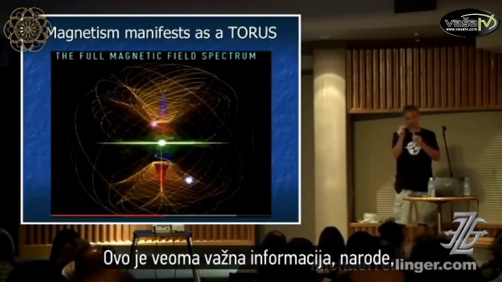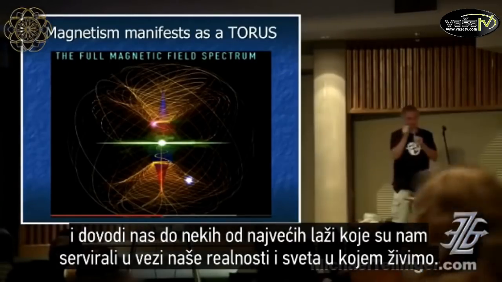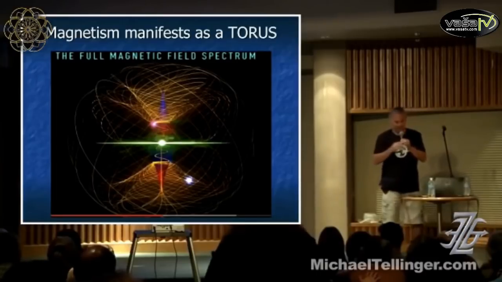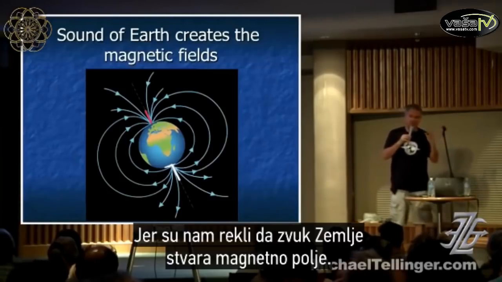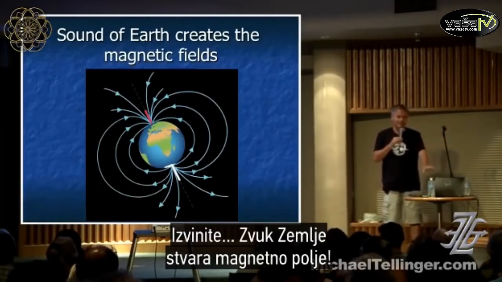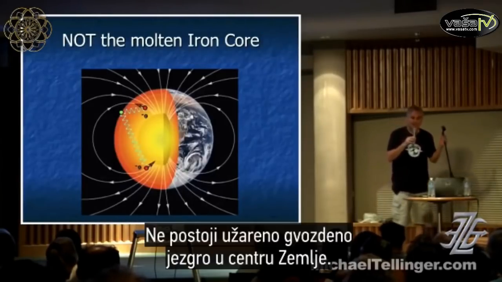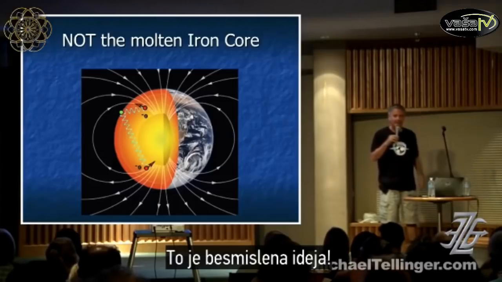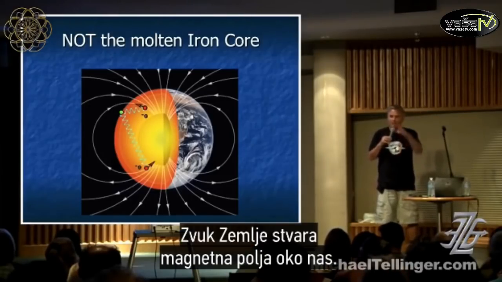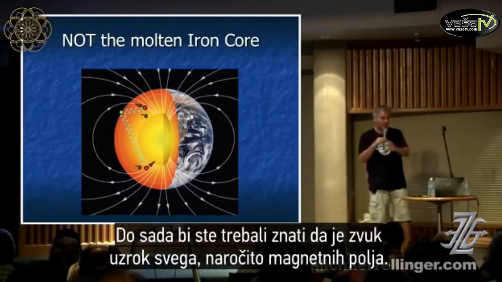This is very important information, people, and this connects us to some of the biggest lies we've been told about our reality and the world that we live in. Because we've been told that the molten iron core creates the Earth's magnetic field. Sorry, it's the sound of the Earth that creates a magnetic field, and not the molten iron core. There is no molten iron core in the center of the world. That's another theory that's been proposed, and most people believe it these days. It's a nonsensical idea. It's the sound of the Earth that creates the magnetic fields around us. By now you should know that sound is the cause of everything, and especially magnetic fields.